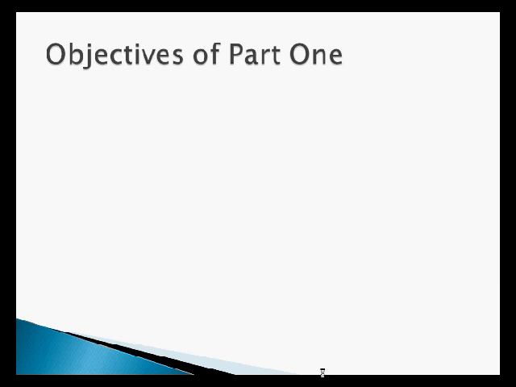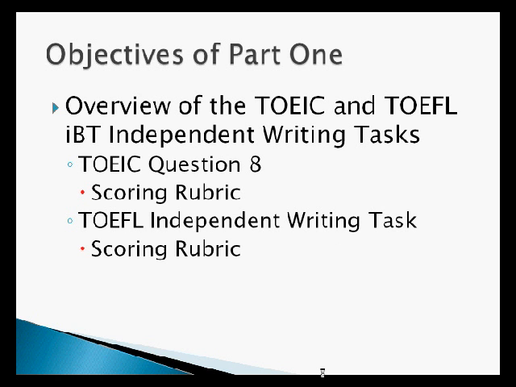The objectives for Part 1 involve providing an overview for the TOEIC and TOEFL writing tasks. On the TOEIC, this is referred to as question number 8. On the TOEFL, we will be looking at the task referred to as the independent writing task, and then we will be looking at the scoring rubrics for both.